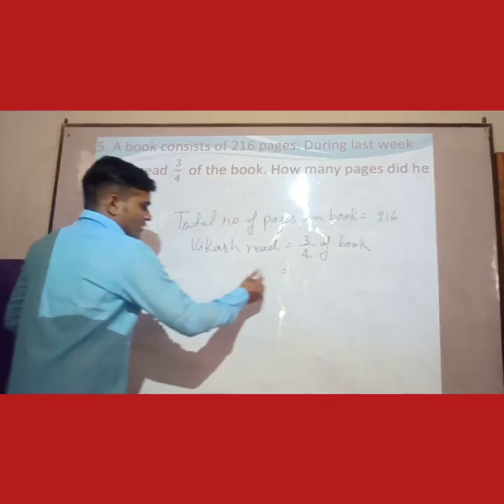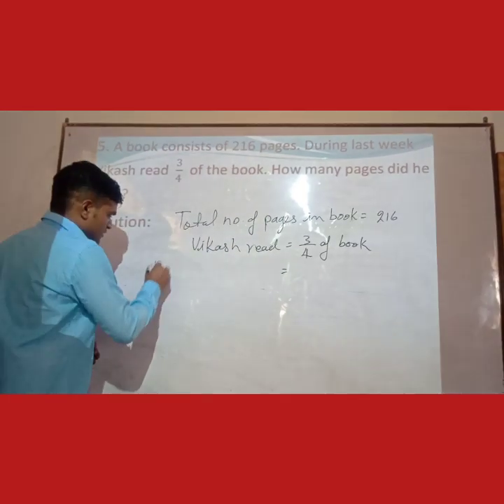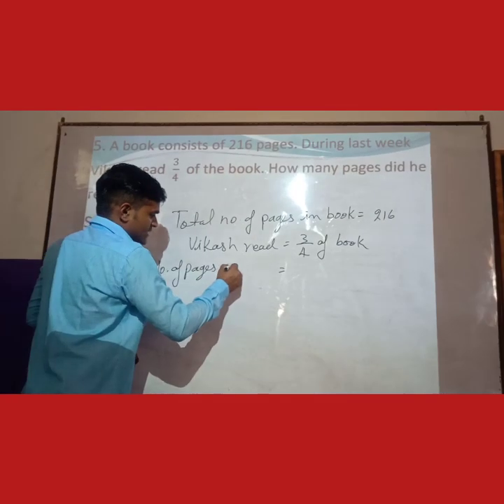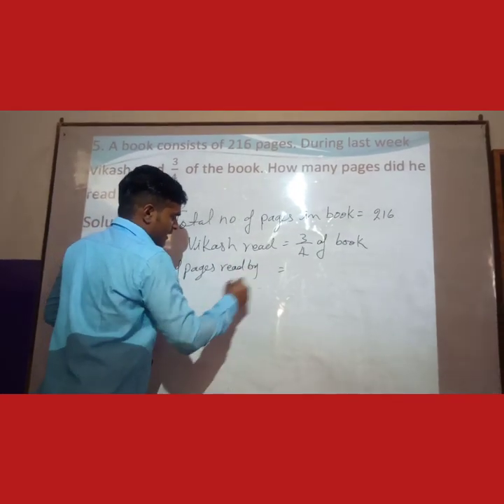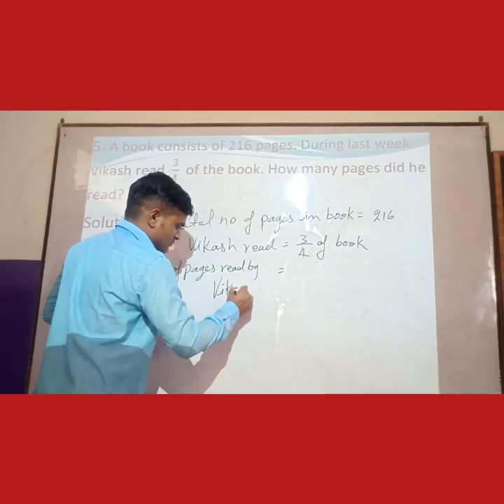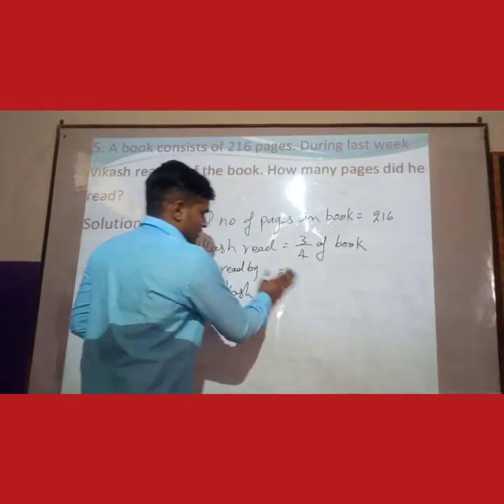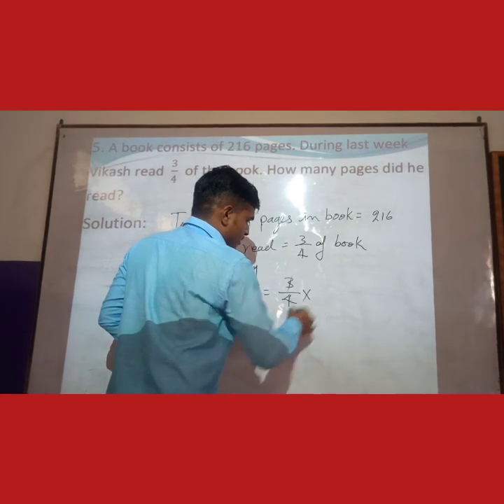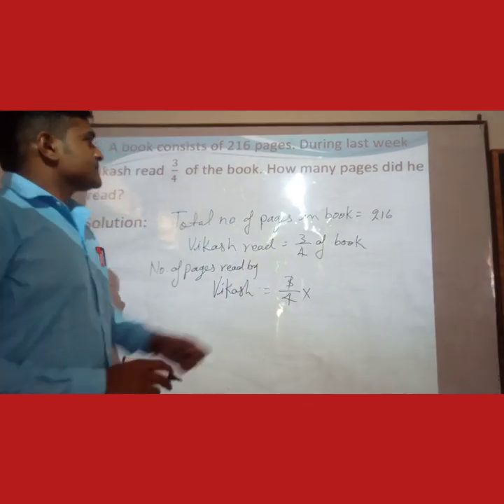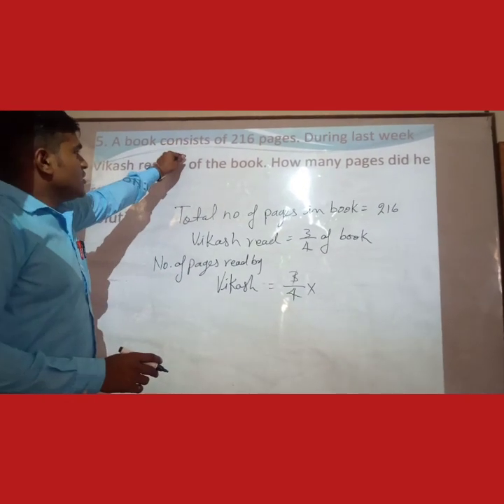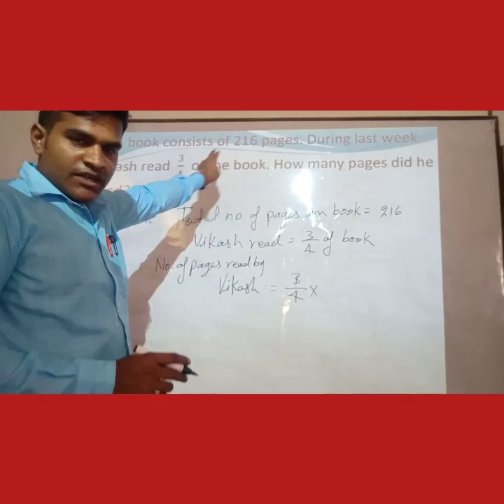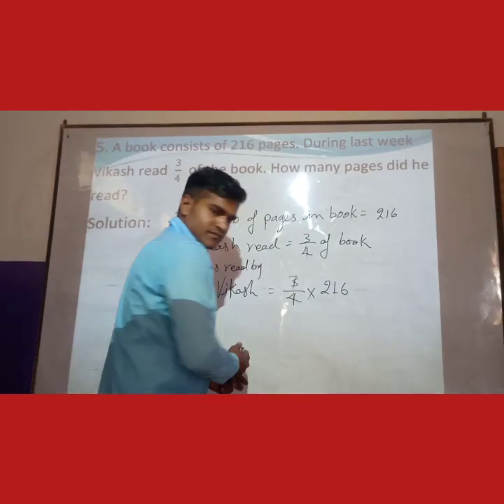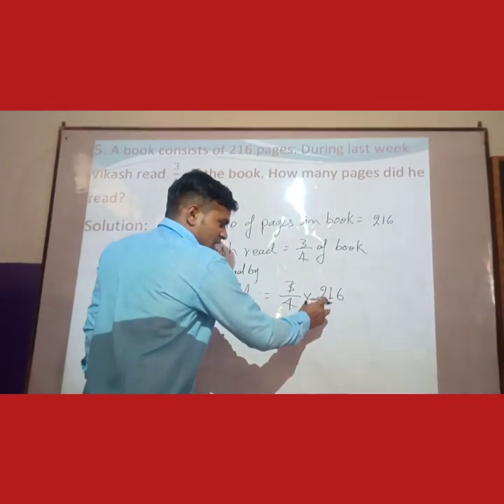So how many pages did he read? So number of pages read by Vikas is equal to 3/4 into total number of pages in a book. How many pages in a book? 216. So multiplied by 216. Okay. Now, is it divisible by 4?